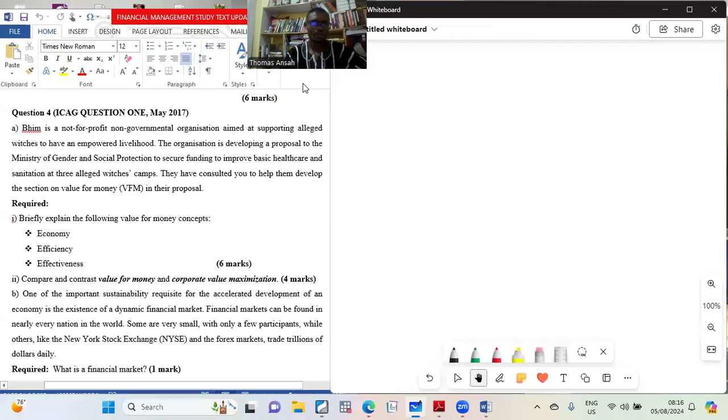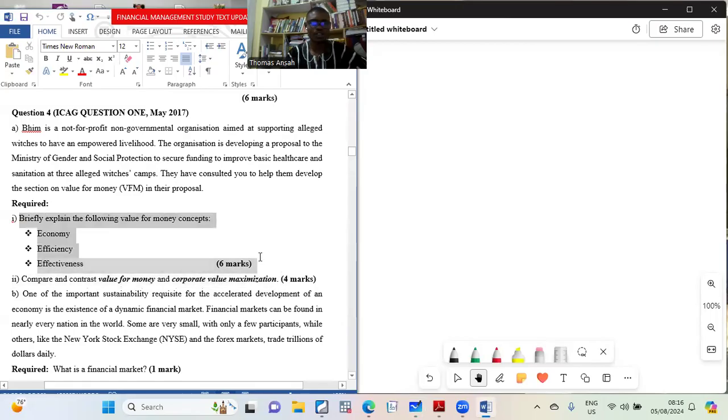So let's deal with some of the past questions, as you can see. This one is seeking you to explain the concept of value for money, the 3 E's. All right. So that is that. Now, the second part of the question says, compare and contrast value for money, which is this 3E, and corporate wealth or corporate value maximization. You remember we spoke about wealth maximization.